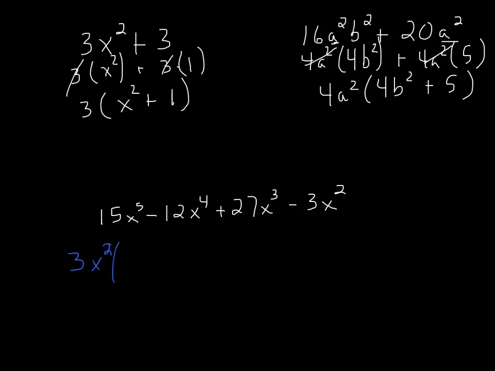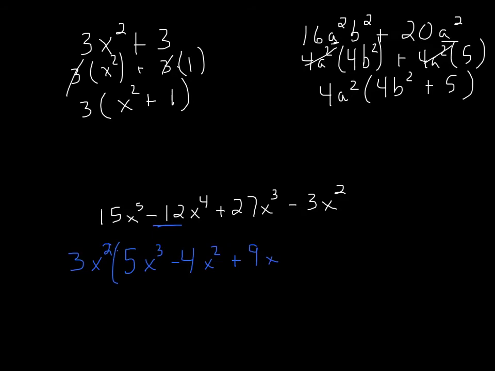Okay, and now, without having to go through all those steps that we did before, to get from 3x squared to 15x to the 5th, 3 times 5 is 15, and x squared times x to the 3rd gives us x to the 5th. Okay, and then to get from 3 to negative 12, we'll do times negative 4, and then x squared times x squared will give us x to the 4th. Okay, and then to get from 3 to 27, we're going to do plus times positive 9. And to get from x squared to x to the 3rd, we need one more x.